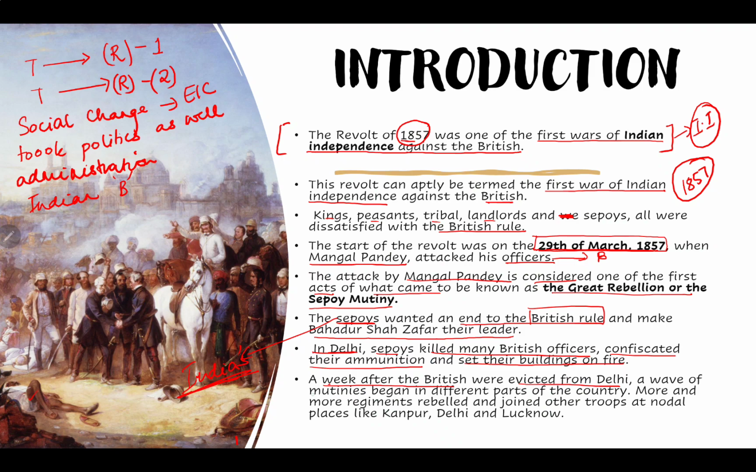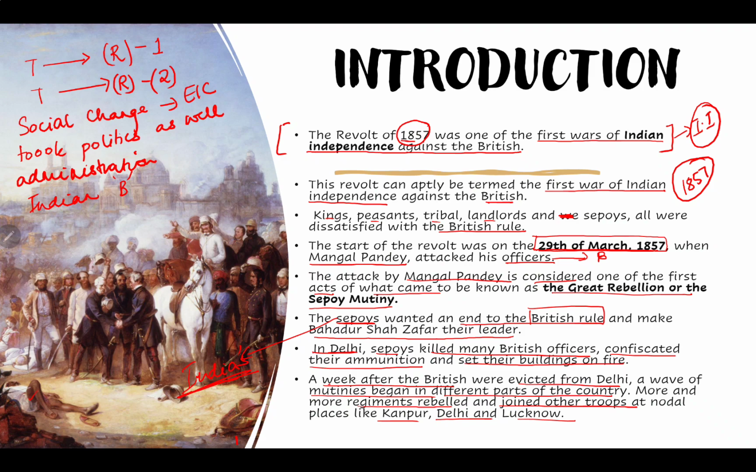A wave of mutinies began in different parts of the country. Whatever was triggered in Delhi now transferred to different parts of the country. More and more regiments rebelled and joined other troops. After that incident, more troops joined at nodal places like Kanpur, Delhi, and Lucknow, because they wanted to throw over the British and make Bahadur Shah Zafar their leader.